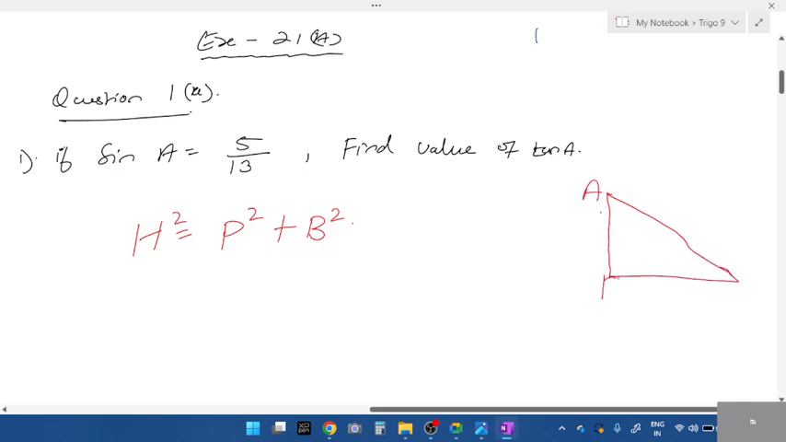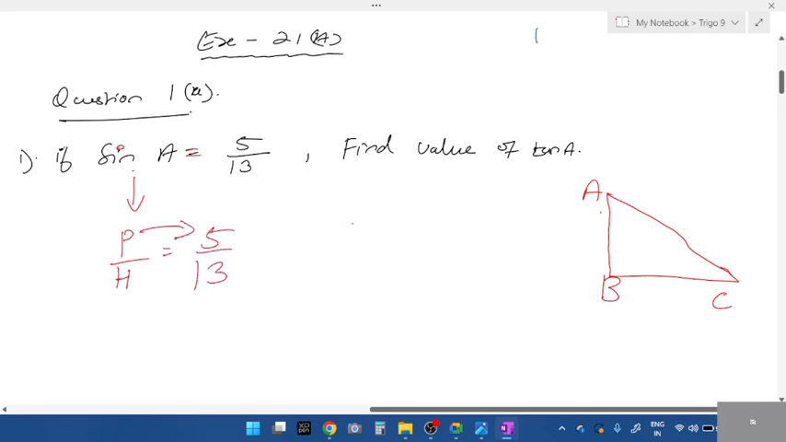See, in this right angle triangle ABC, what is the value they have given? We use this formula, h square is equal to p square plus b square. Which angle value is given? Sin A is how much? Perpendicular by hypotenuse. In place of sin A, let me write the formula. What is sin A formula, students? Perpendicular by hypotenuse. Now we got the answer.